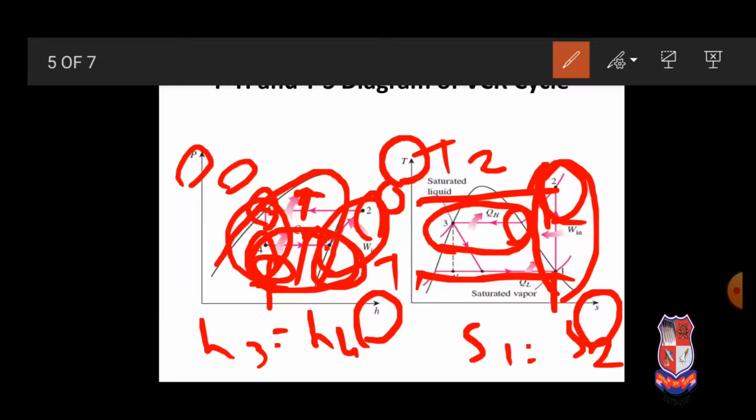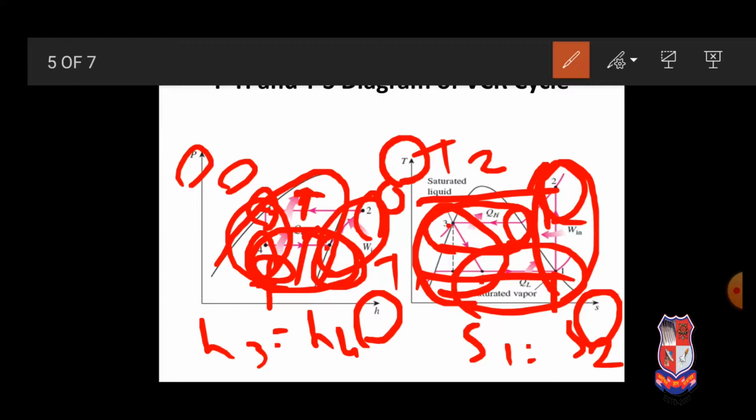Now we are going to discuss the process 3 to 4. 3 to 4 is the irreversible adiabatic process. During the irreversible adiabatic process, some amount of entropy will rise. So you can see S3 to S4, some amount of entropy is increasing, and during this process temperature is decreasing.